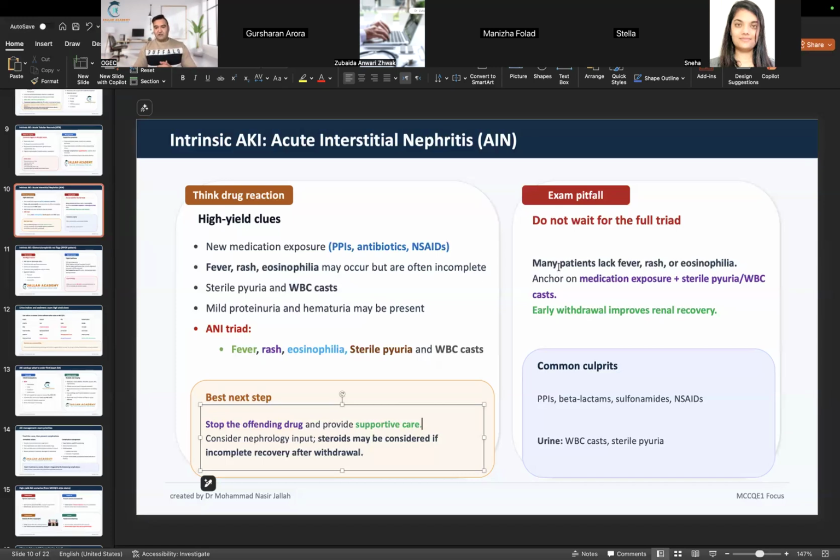Rash or eosinophilia. Medication exposure, sterile pyuria, and WBC cast are usually present. Early withdrawal improves renal recovery. So common culprits could be PPI, beta-lactam, sulfonamides, and non-steroid. And out of all of them, usually it will be PPI. WBC cast and sterile pyuria.